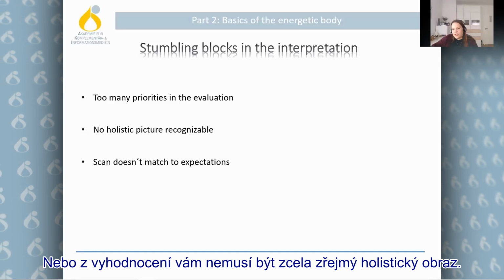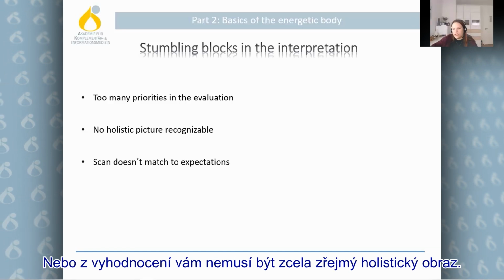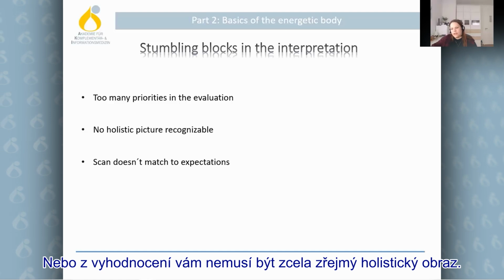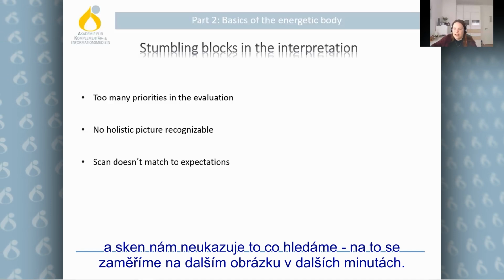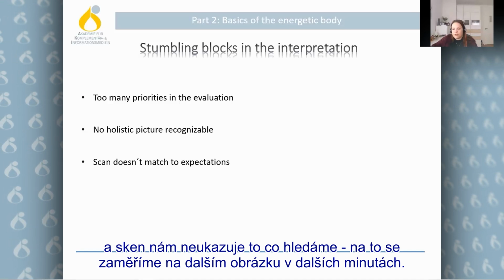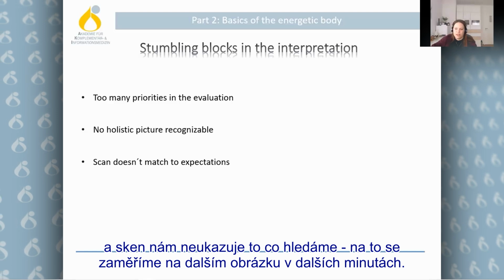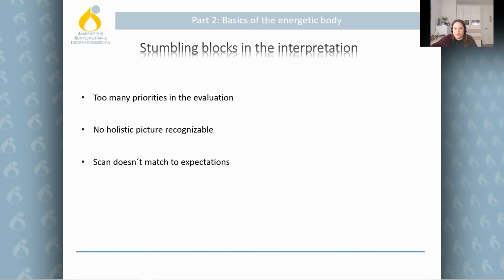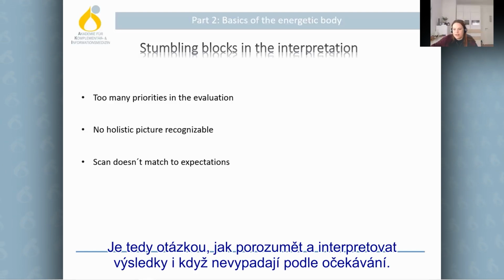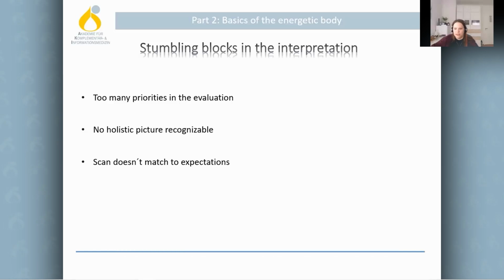Or you may not get a holistic picture from the evaluation, so you don't get the golden thread in the whole evaluation. Or what happens really often is that the results don't match what patients have previously reported. So the scan doesn't show what you were looking for. This is the main point I will focus on in the next slides and the next minutes we have here together: how to understand the interpretation even if it doesn't look like you wanted it to be.